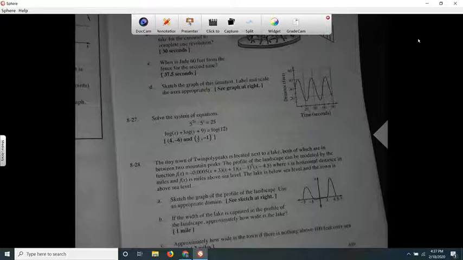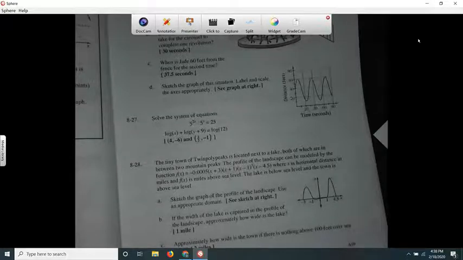This is Precalc, problem 8-28. It says the tiny town of Twin Poly Peaks is located next to a lake, both of which are in between two mountain peaks. The profile of the landscape can be modeled by this function, f of x equals negative 0.0005, anyway, by this function, where x is horizontal distance in miles, and f of x is miles above sea level. The lake is below sea level and the town is above sea level. Sketch the graph of the profile of the landscape.